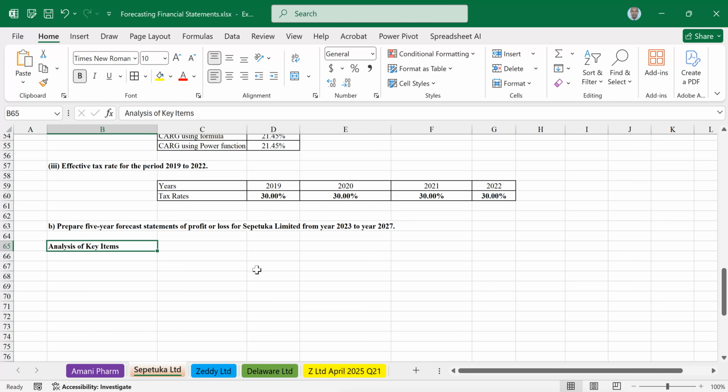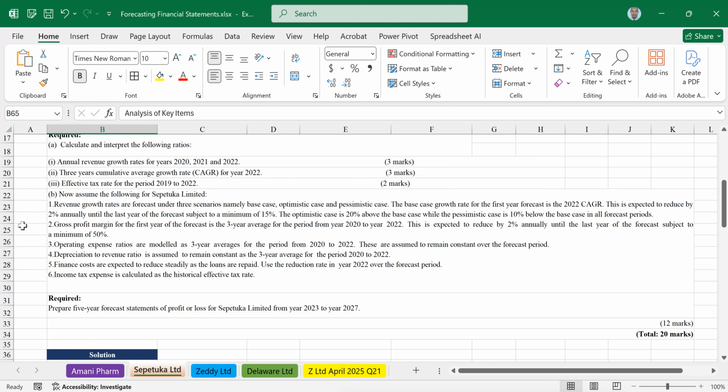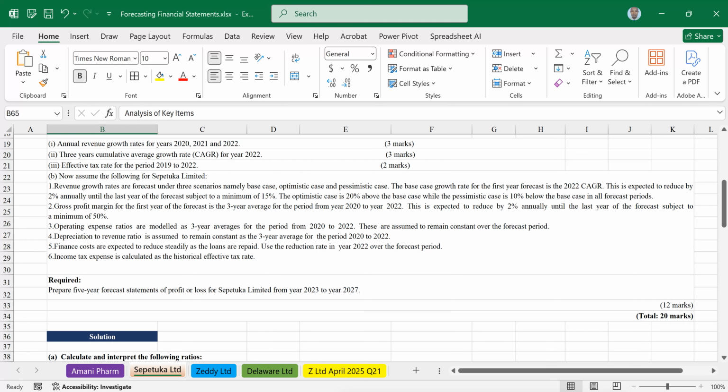Now on analyzing key items, look at number B. Assume the following. Revenue growth rates are forecast under 3 scenarios, namely best case, optimistic case, and pessimistic case. The best case growth rate for the first year of forecast is the 2022 CAGR. This is expected to reduce by 2% annually until the last year of forecast, subject to a minimum of 15%. So we can check that first. We analyze that here.